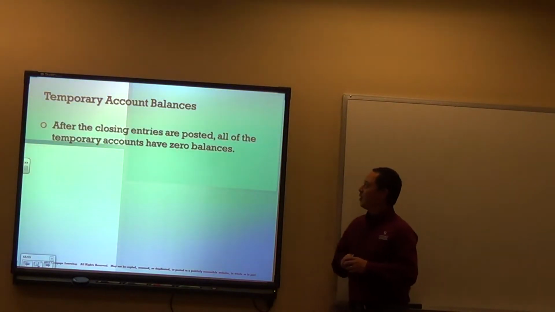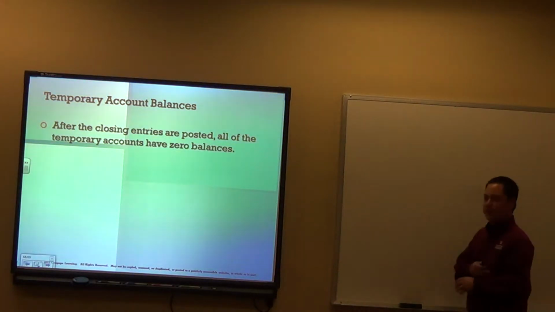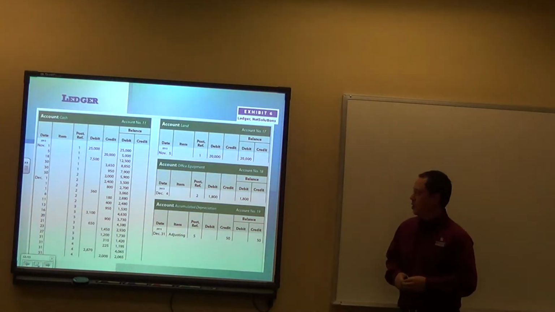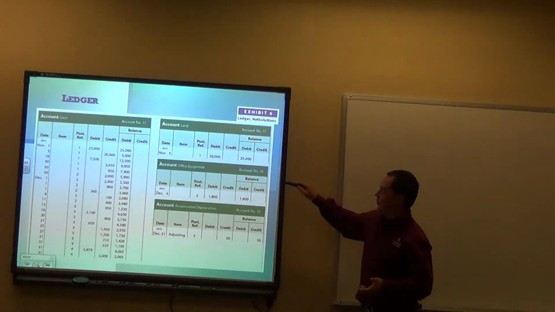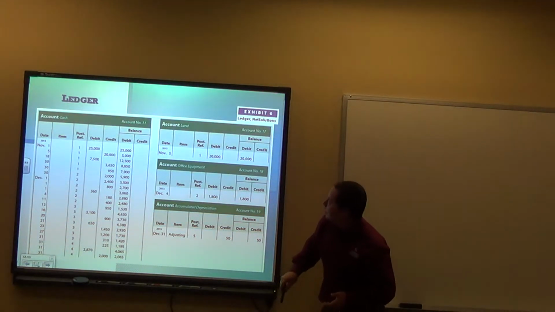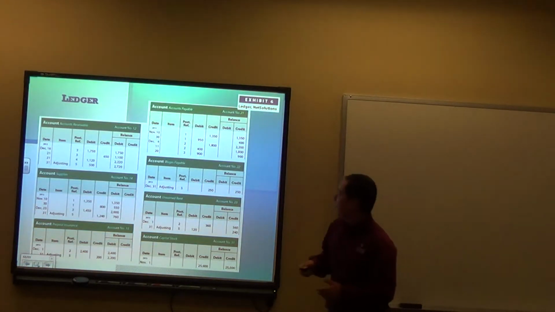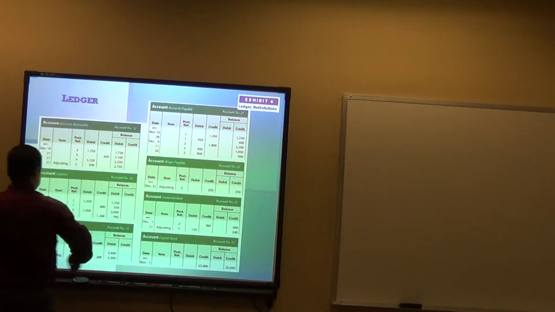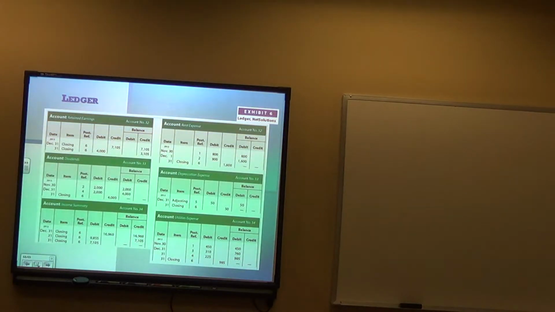All right. After the closing entries are posted, all of the temporary accounts have zero balances. So they're all zero, like I just said before. So now if we look at these accounts here, they really haven't been affected because every one of them are balance sheet accounts. So they have not touched these. So moving forward here, all of these, again, balance sheet accounts. So we have not touched these at all. Again, same thing here.